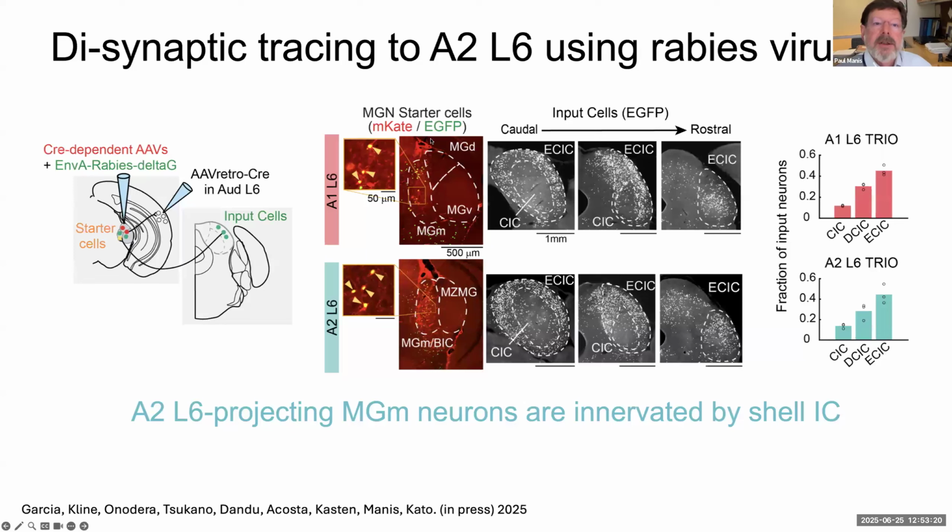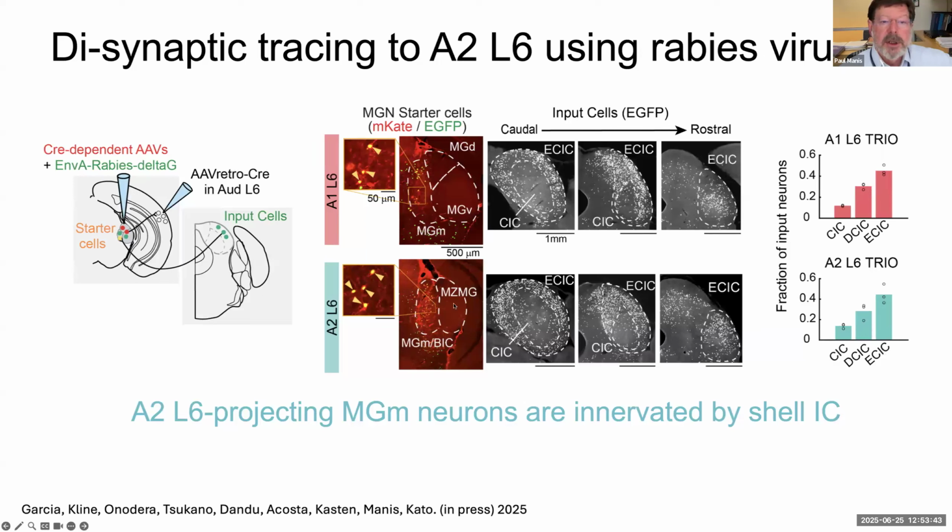Now, this summarizes what happens when you do this experiment in A1 or in A2 with the injections in layer 6. Not surprisingly, you don't see much in the ventral division of the medial geniculate, so not much spillover into layer 4, but you do see neurons in the medial division, particularly caudally here in the region near the brachium of the inferior colliculus.